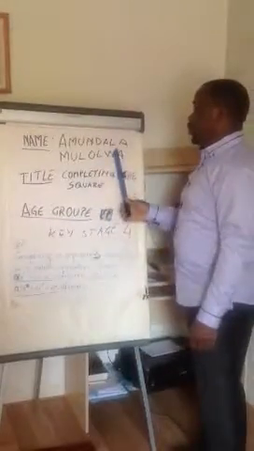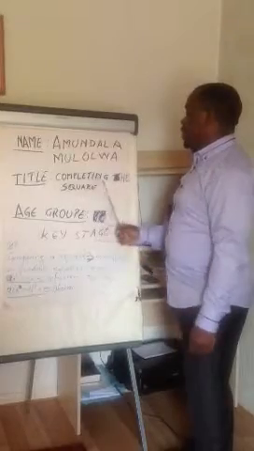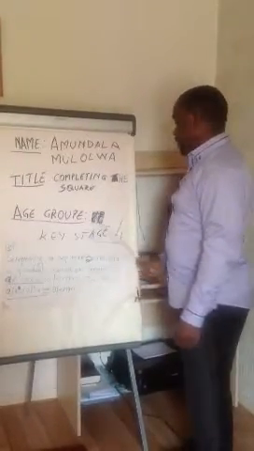My name is Amundala Mulolwa, and today we are going to solve a quadratic equation using the method called completing the square. The target age group is Key Stage 4.